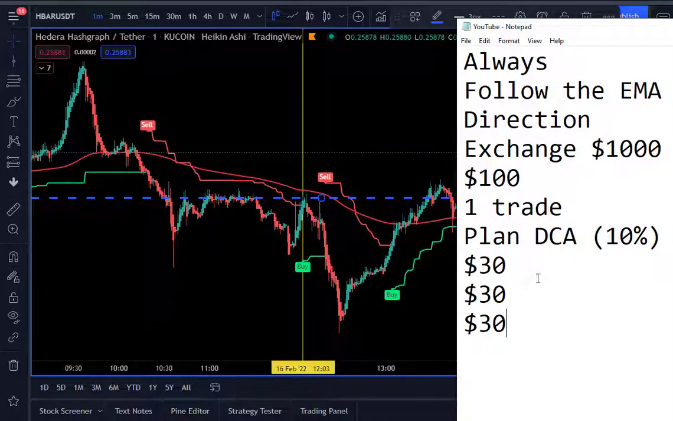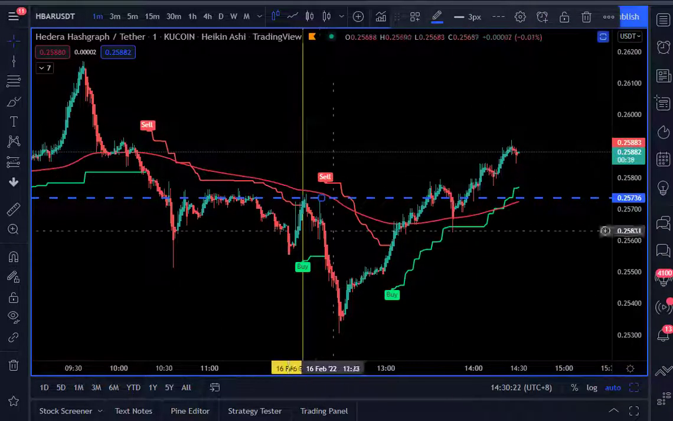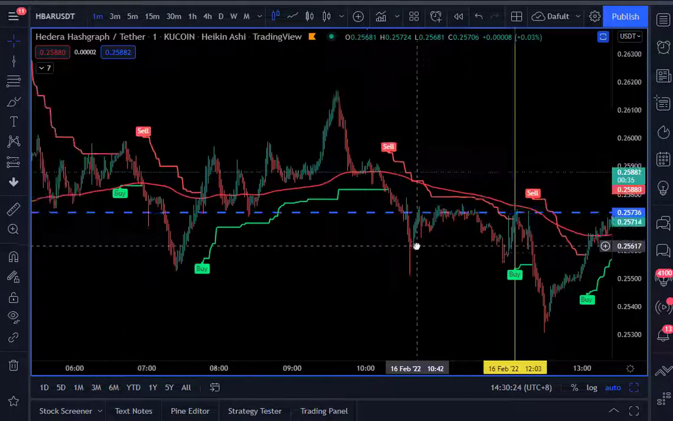Normally you will plan how much you want to DCA for cryptocurrency, depending on which pair you choose. A range from 1% to maybe 5% would be kind of safe to use. How much you determine when to DCA really depends on the trend and the lines that you see over here.